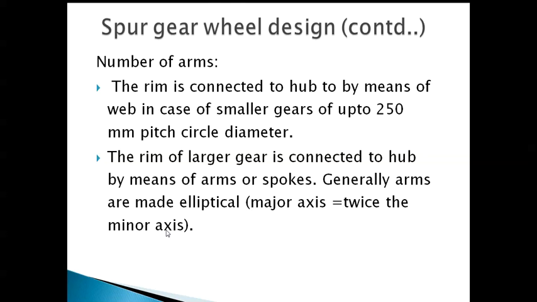that is equal to twice the minor axis. So major axis A and minor axis B, with A equal to 2 into B, will be the shape. So generally, where the rim has a larger diameter, more than 250, we use arms or spokes. Otherwise, we just use a web to connect the rim with the hub.